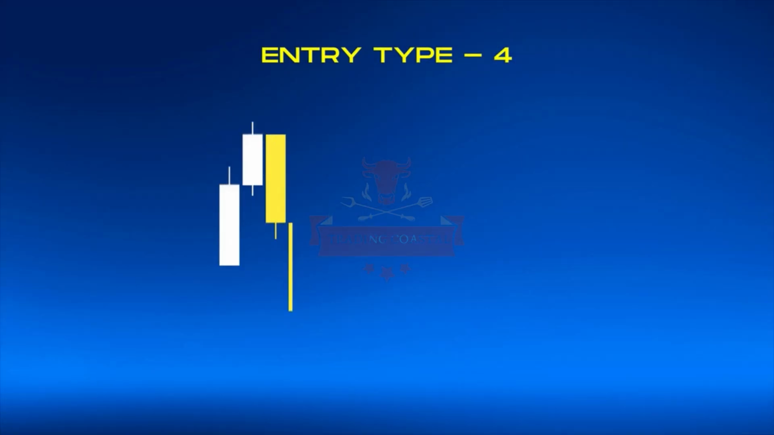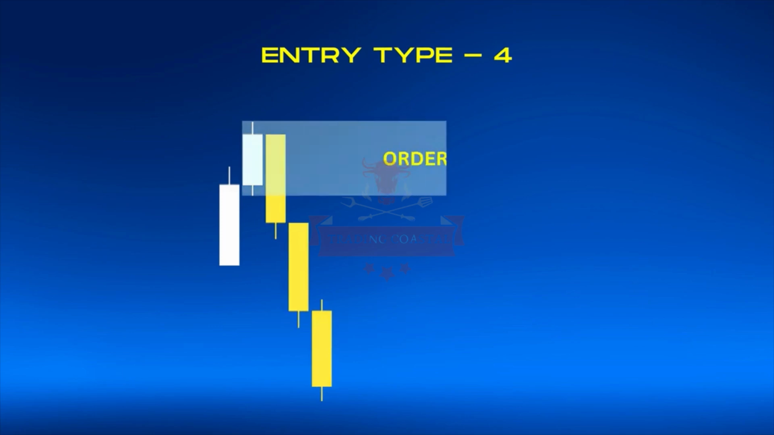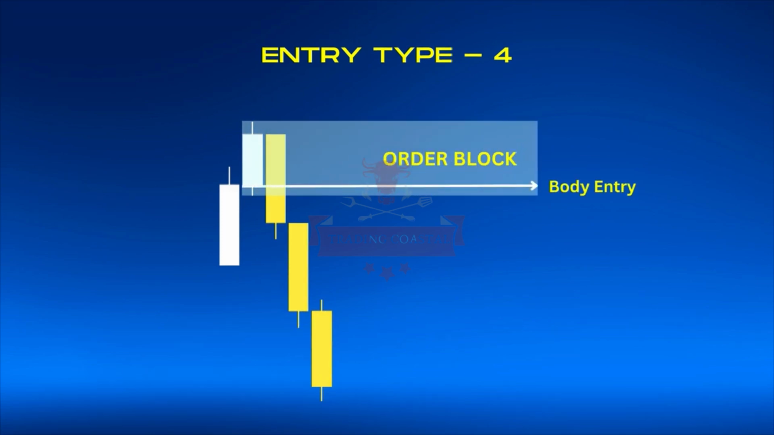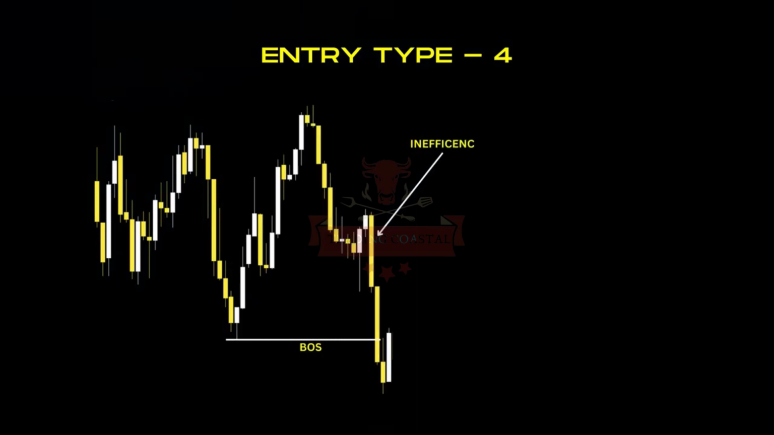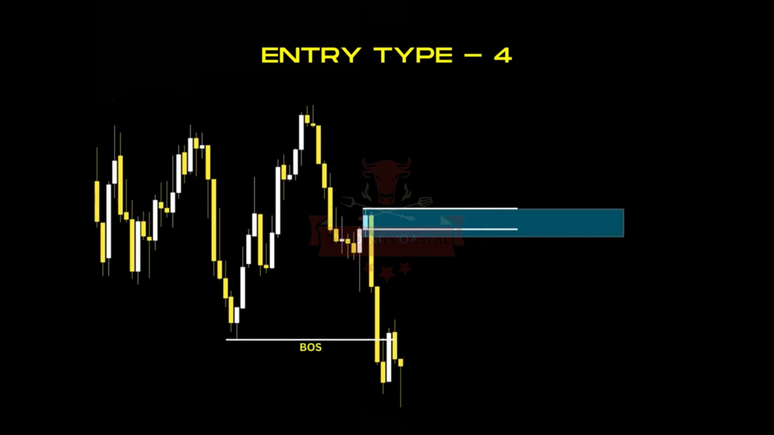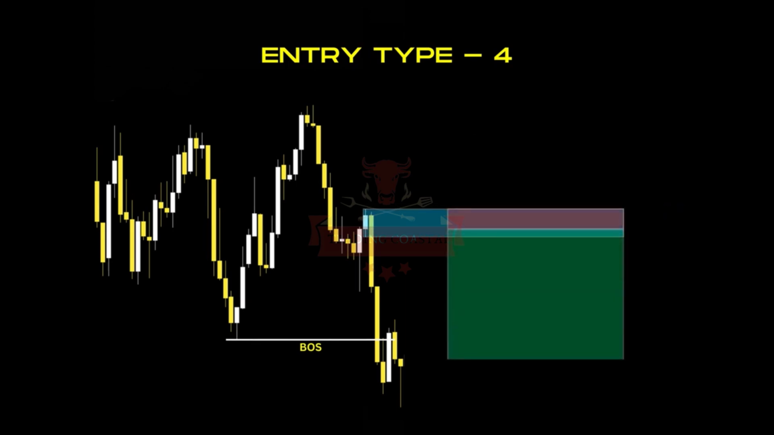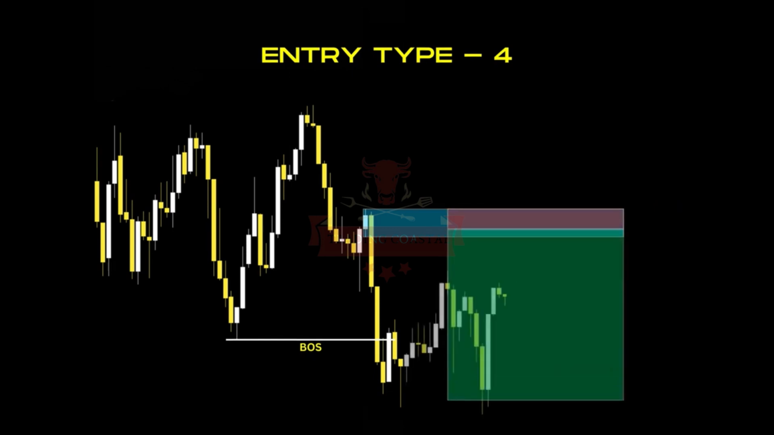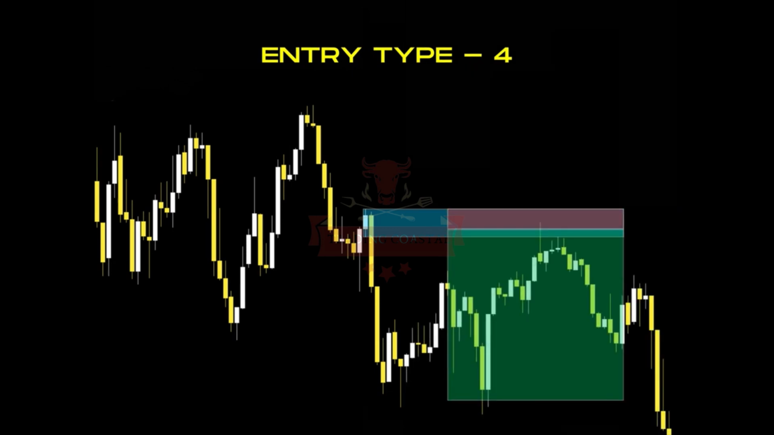The fourth entry type involves placing the entry based on the body of the candle once a valid order block is identified. In sell positions, the stop loss is set to touch the higher wick of the order block. This entry type is undoubtedly riskier, because the stop loss is positioned within the order block's zone. If the price intends to fully reverse the order block, it may trigger the stop loss. It's important to be aware of the increased risk associated with this entry type.